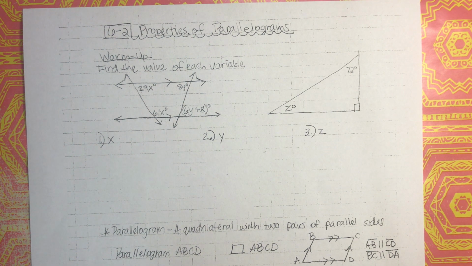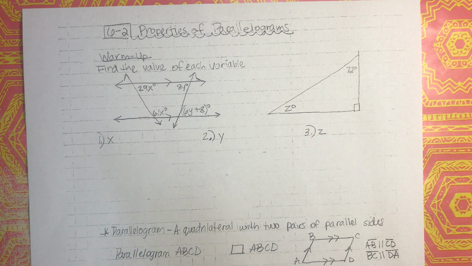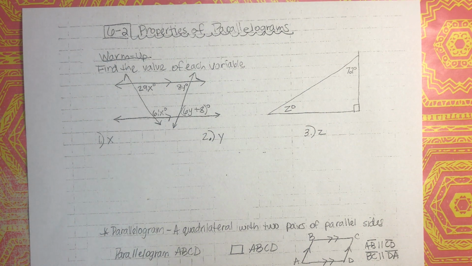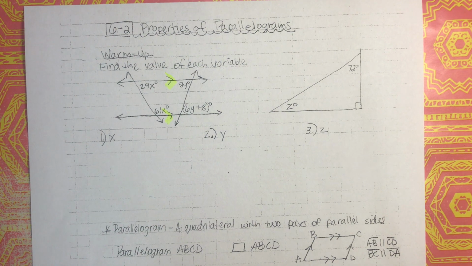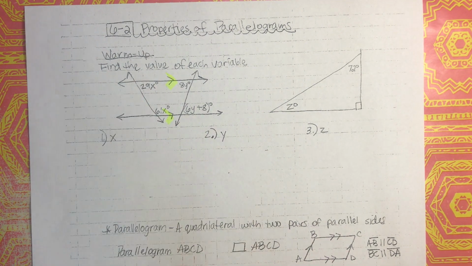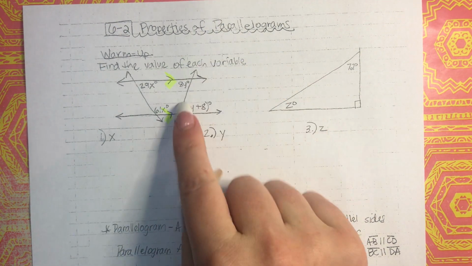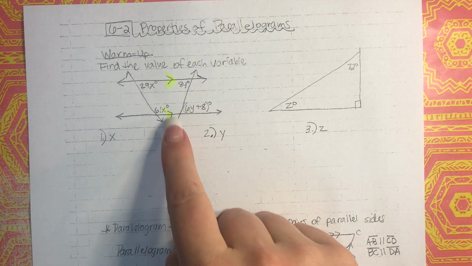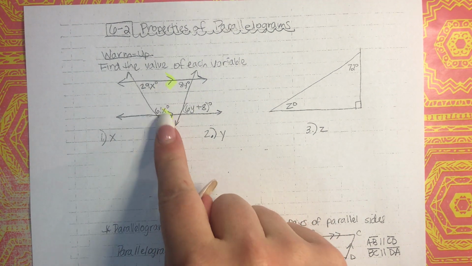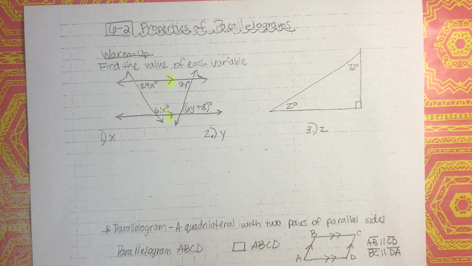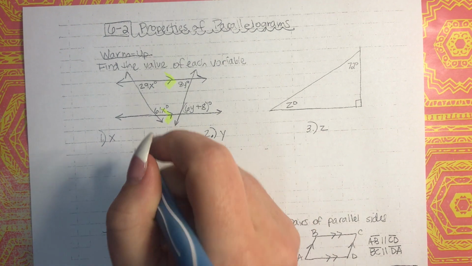Okay, let's see how you did. So I'm looking at number 1, x. And the first thing I notice about this problem is that these lines are parallel. Okay, I got parallel lines and then it looks like I have a transversal here. So they both have x, and remember this is same side interior angle. So if you have 2 parallel lines cut by a transversal, the same side interior angles add up to 180 degrees. So what we know is that this angle plus this angle equals 180 degrees.